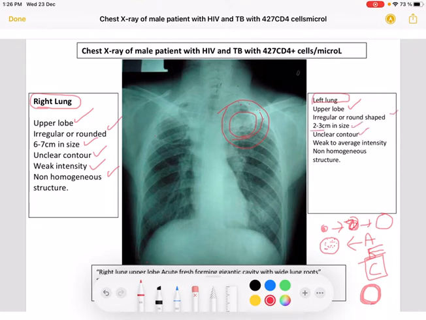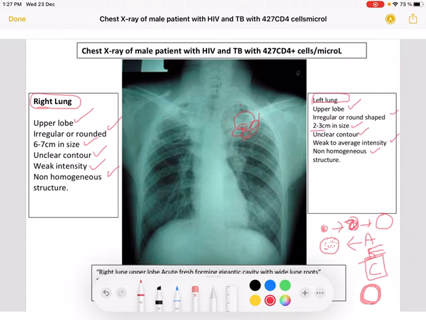The contour is again unclear. We cannot differentiate the borders, so the contour is unclear. Weak to average intensity, and the structure is non-homogeneous because we can see here white, here black, white. That's why the structure is non-homogeneous, or heterogeneous. So these are the points to consider when we study a chest X-ray.